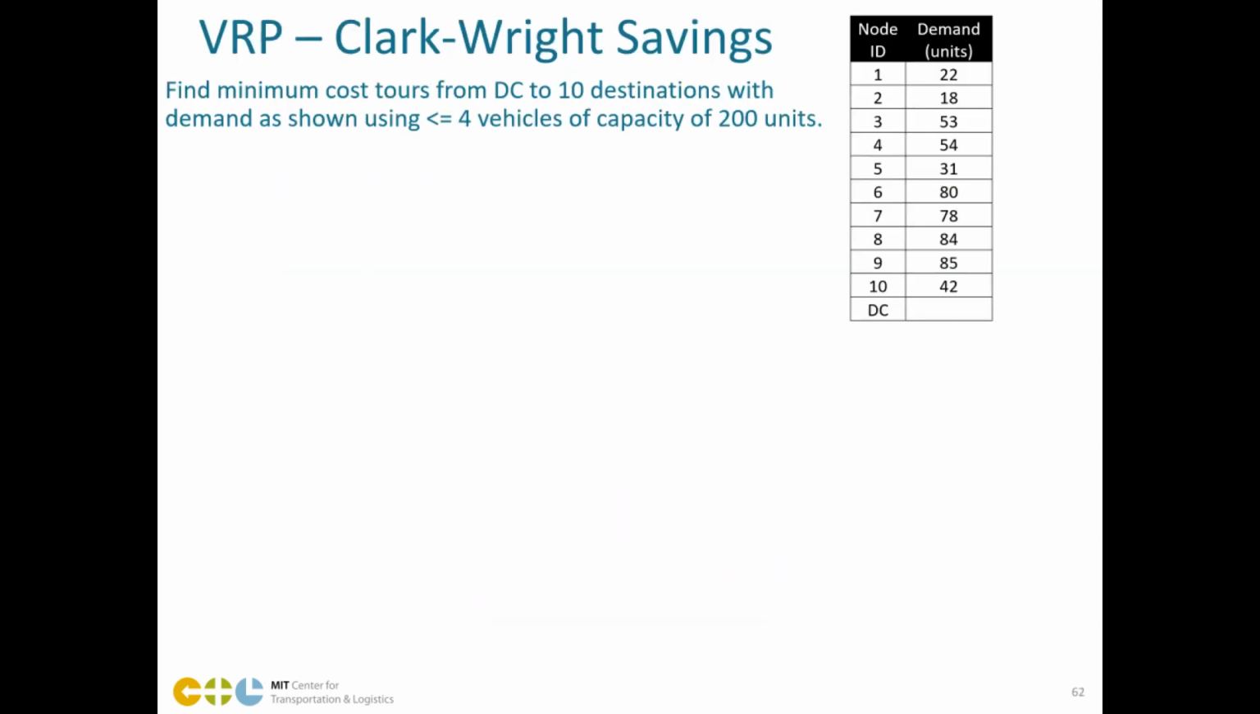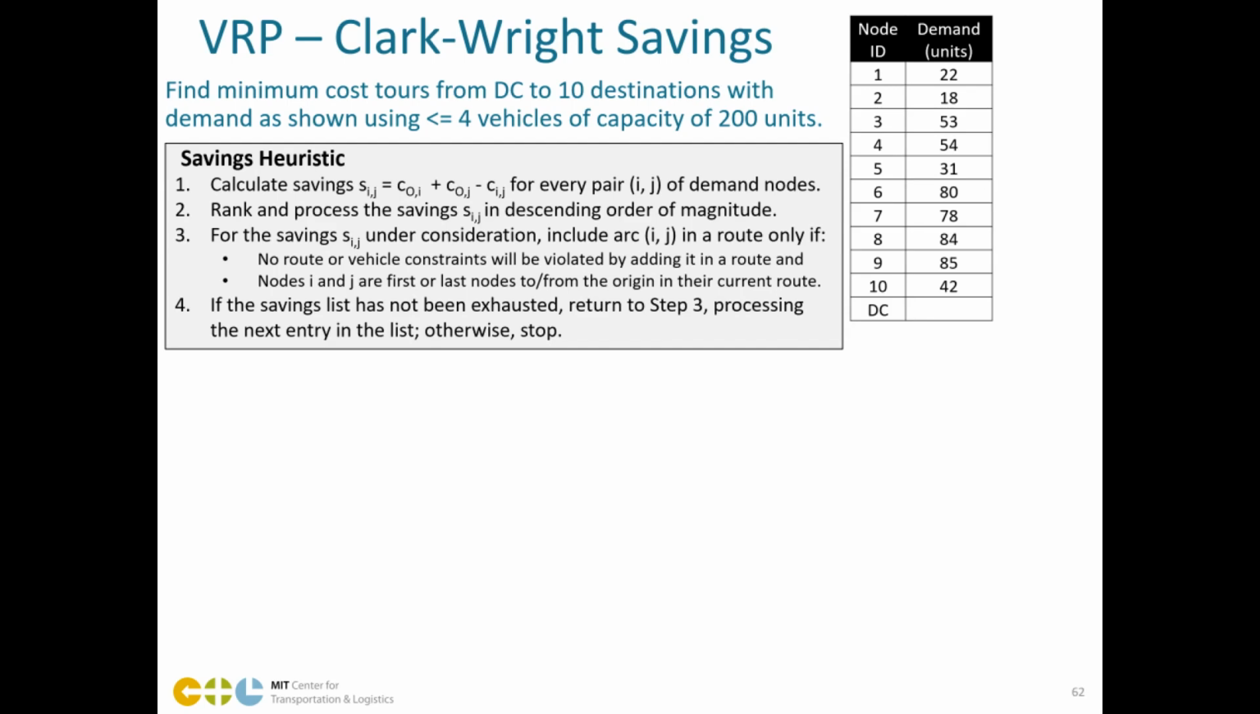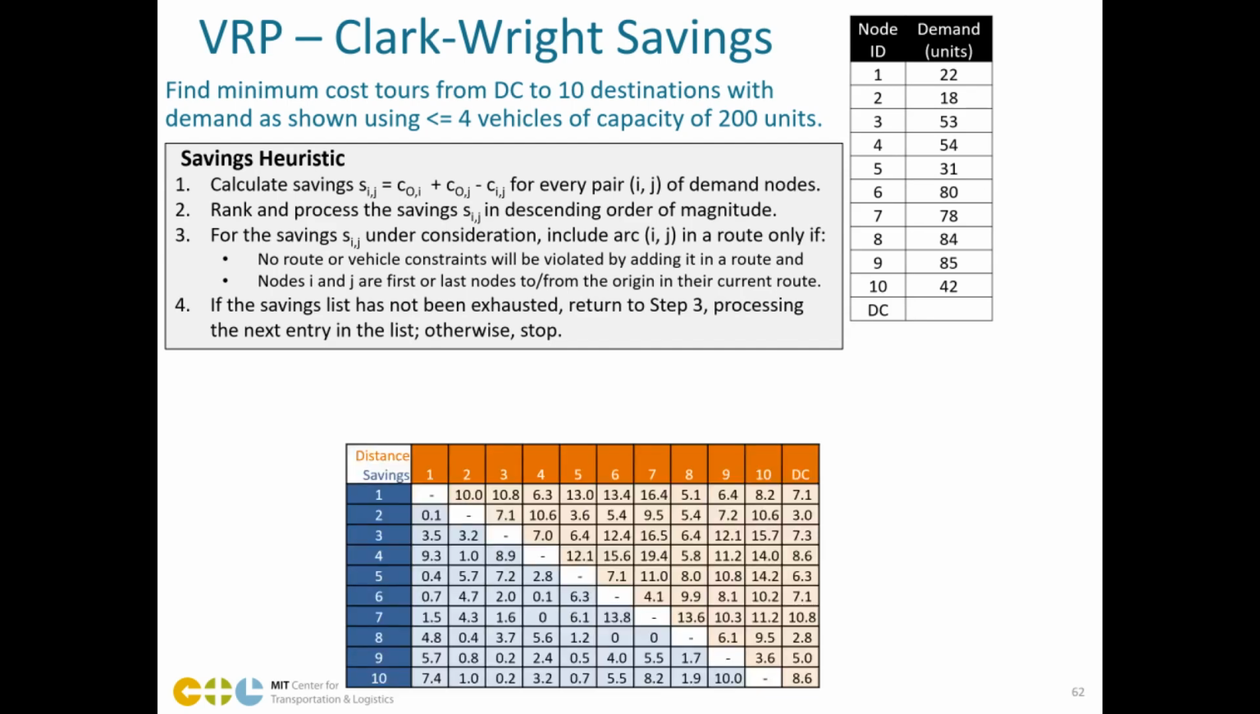All right, so here is our situation. It's the same problem we solved for the sweep algorithm. I've got 10 demand nodes and a DC. Each vehicle, I've got 4 of them, has a capacity of 200 units. And so here's the savings heuristic, kind of how I described it. And what we do first is we calculate the savings matrix.